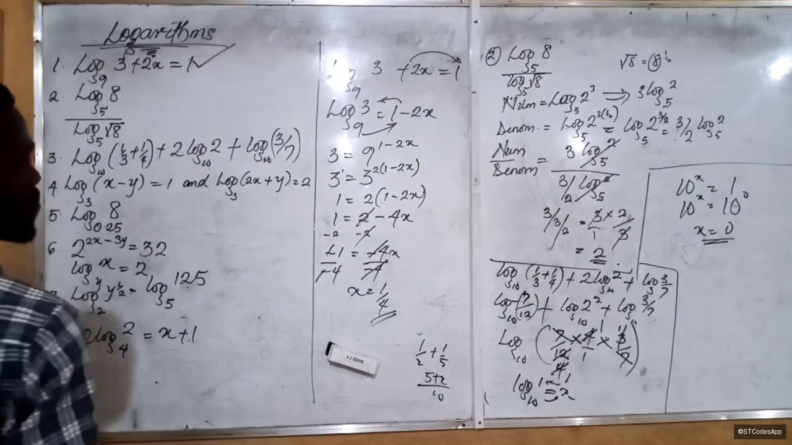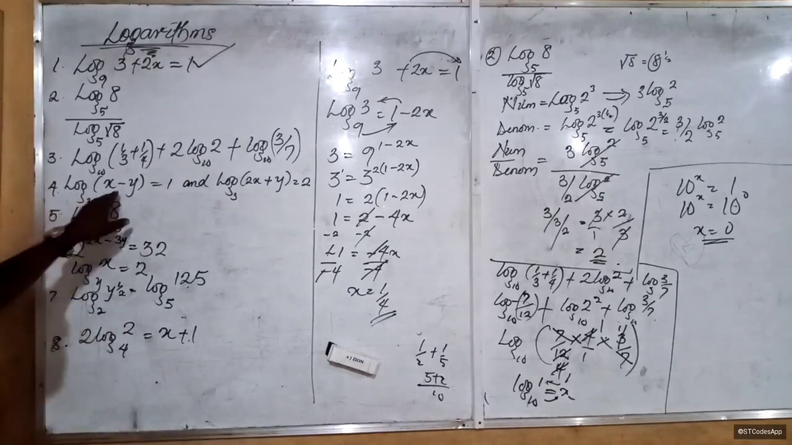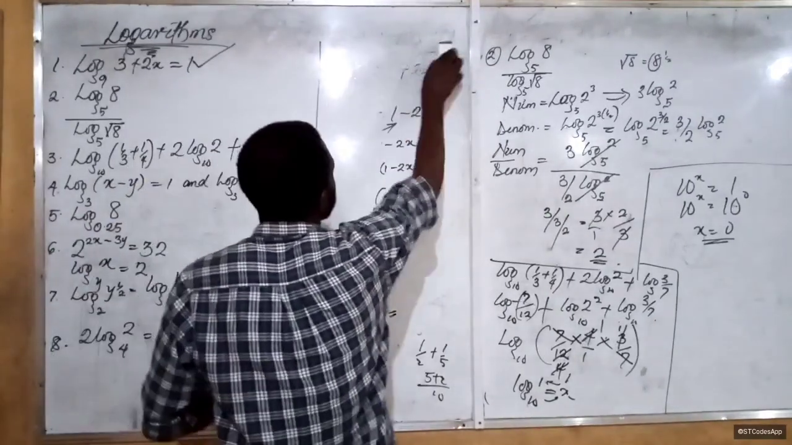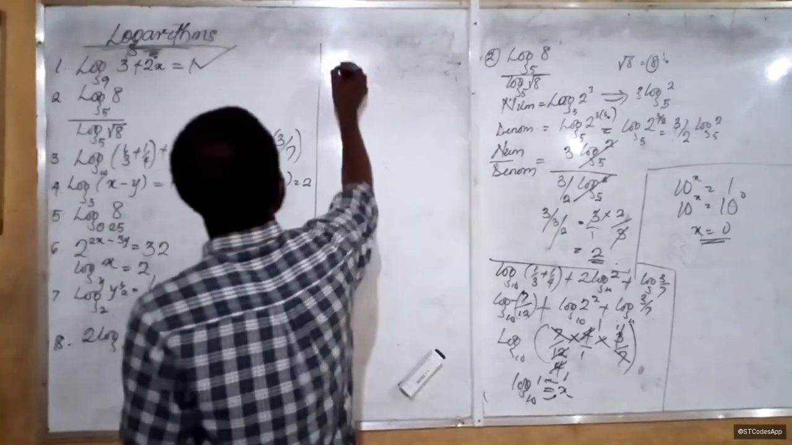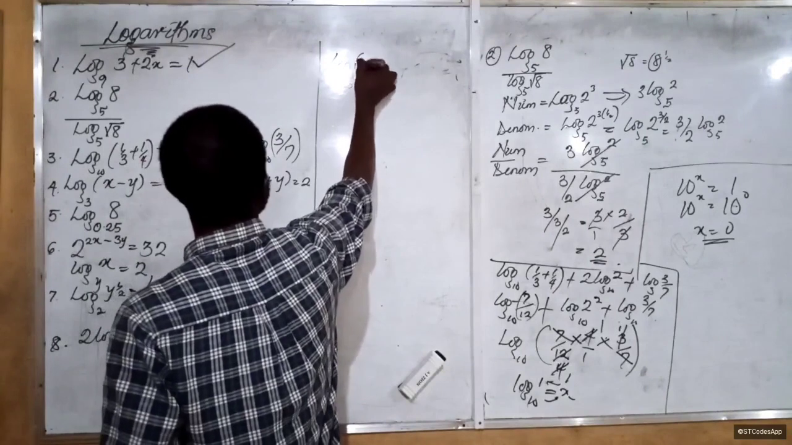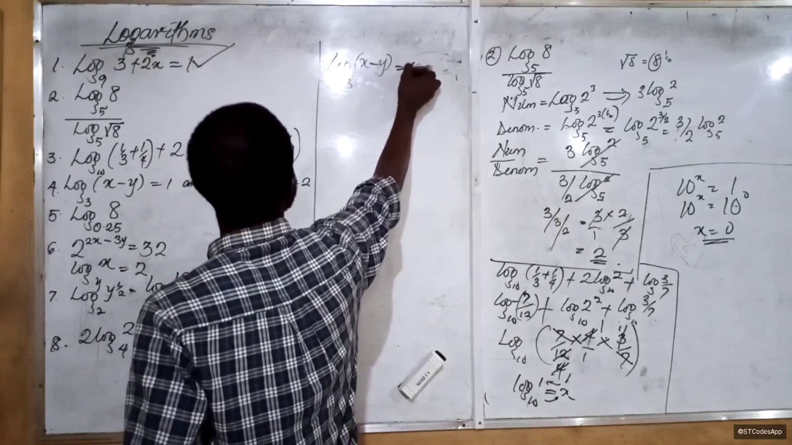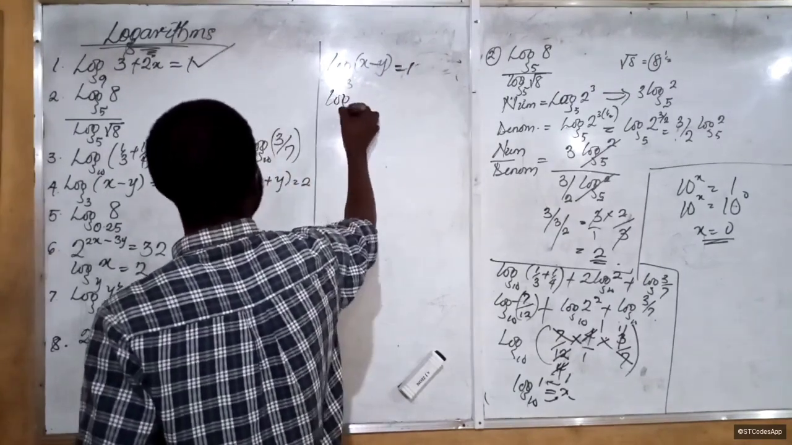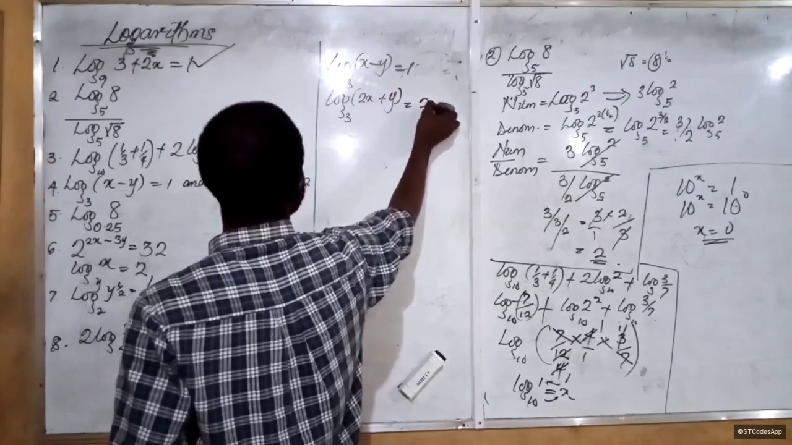Alright. The next question says log of this. Okay, from what I'm seeing here, I think this is going to be a simultaneous equation. Let's see. We have log to base 3 of x minus y is equal to 1, and log to base 3 of 2x plus y is equal to 2.